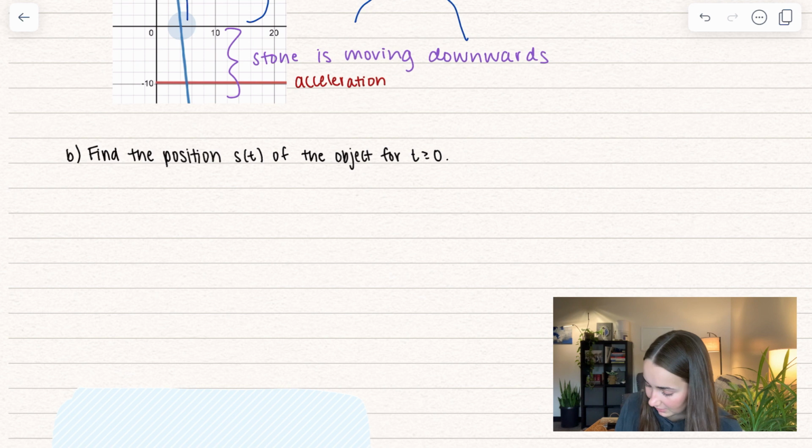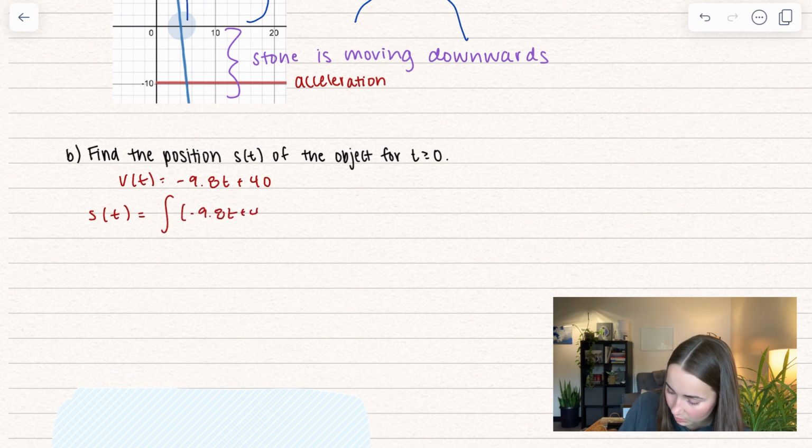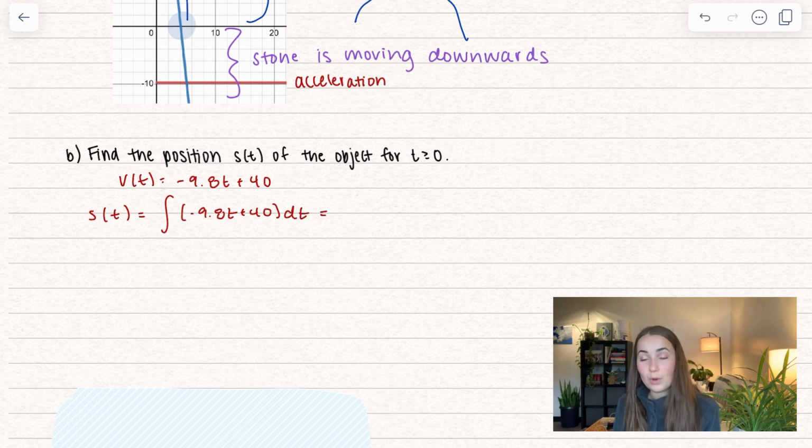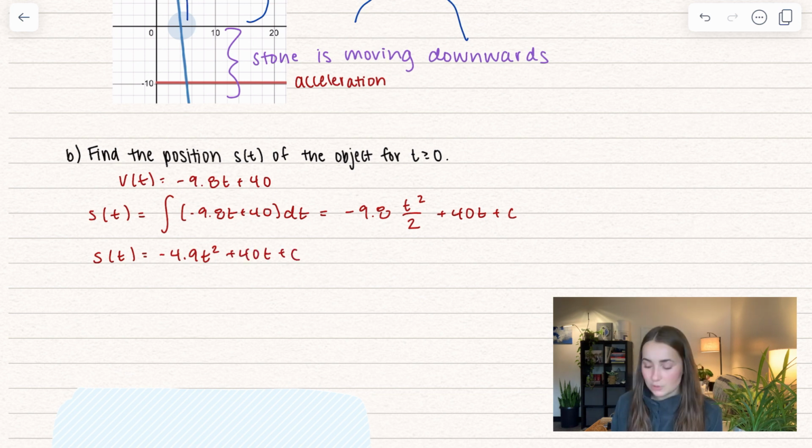I'm going to rewrite our velocity. In order to find position s of t, we're going to integrate negative 9.8 t plus 40, all in terms of time. When we do that, we get negative 9.8, and we add 1 to the exponent and divide by that new exponent, plus 40t plus some constant c. If I write this out nicely, we have s of t is equal to negative 4.9 t squared plus 40t plus c. So now let's find c.